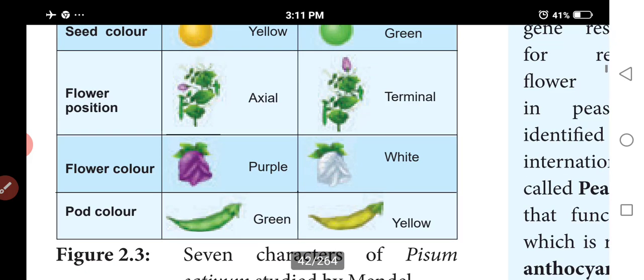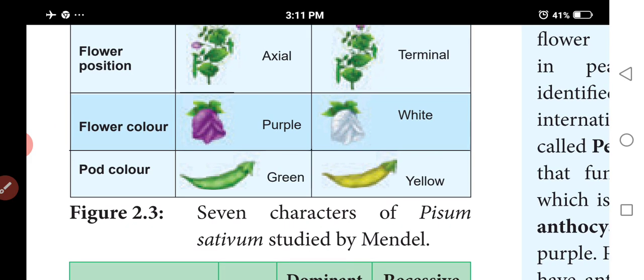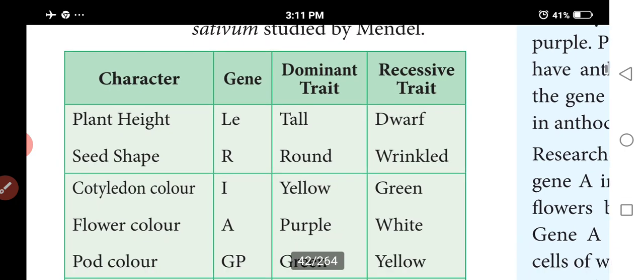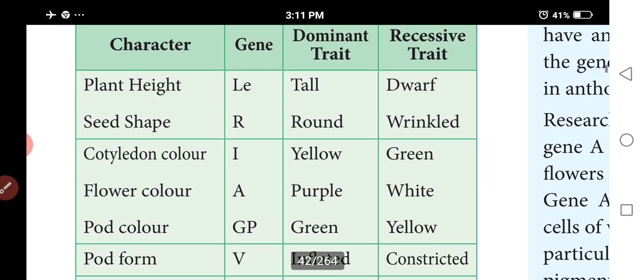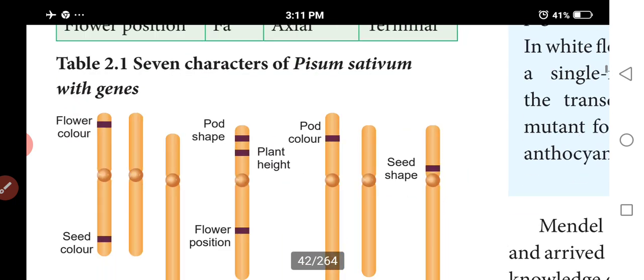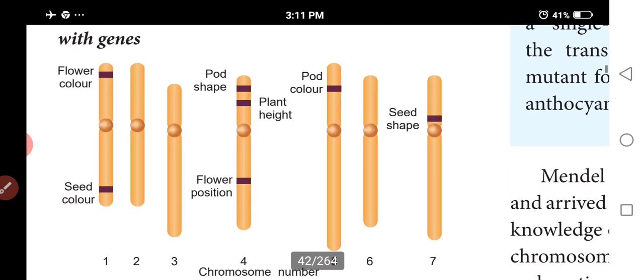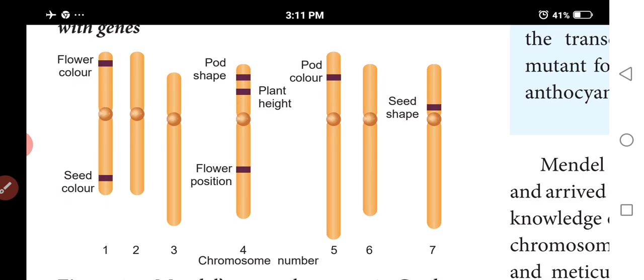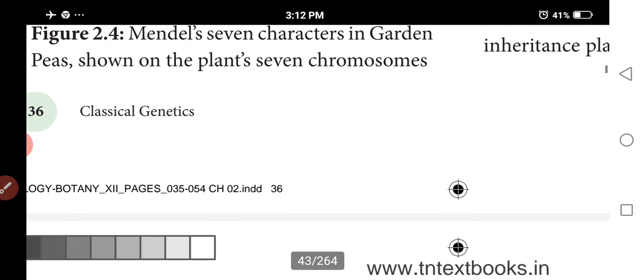Next one is flower color, purple and white. Pod color is green and yellow. So these are the 7 pairs of characters. The first pair, second, third, fourth, fifth, sixth, likewise. It's not here in your book.